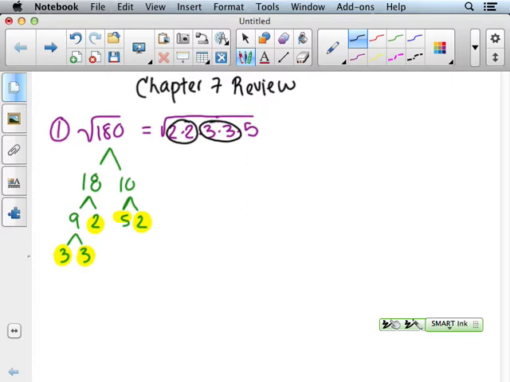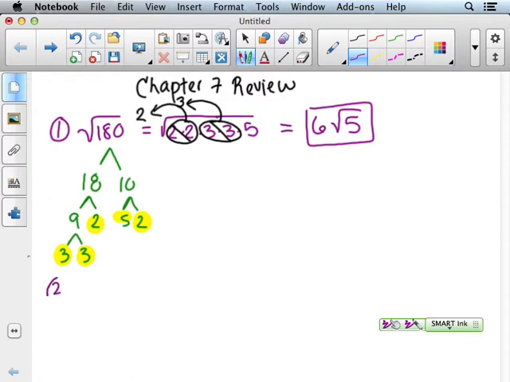2 times 2 is 4, and the square root of 4 is 2, so I'm going to bring a 2 out, and these are no longer inside. 3 times 3 is 9, and I know the square root of 9 is 3, so I'm going to bring a 3 out, and these are no longer inside. So outside I have 2 times 3, which is 6, and underneath the radical I still have this 5. So 6 square root 5 is your final answer.